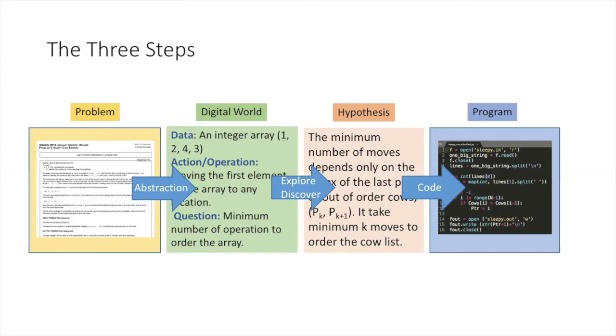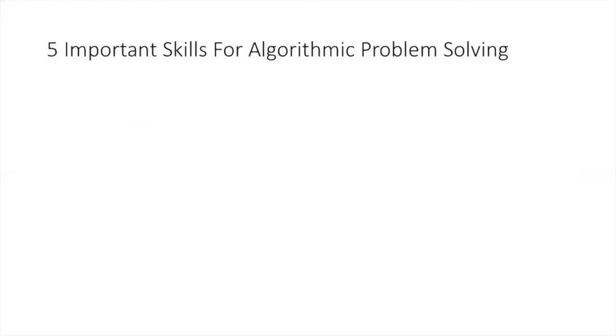So that's a step. The abstraction, or what we call problem formulation, and then the exploration and discovery, right? So that's the solution process, and then finally code it, right? So those are 3 steps.